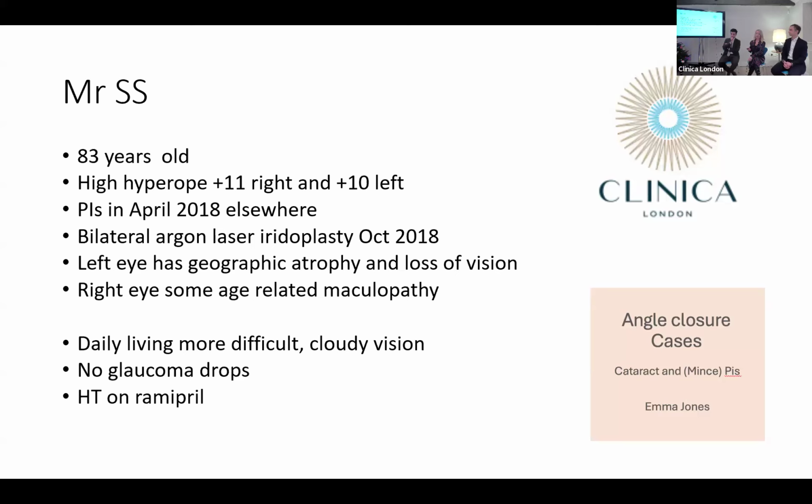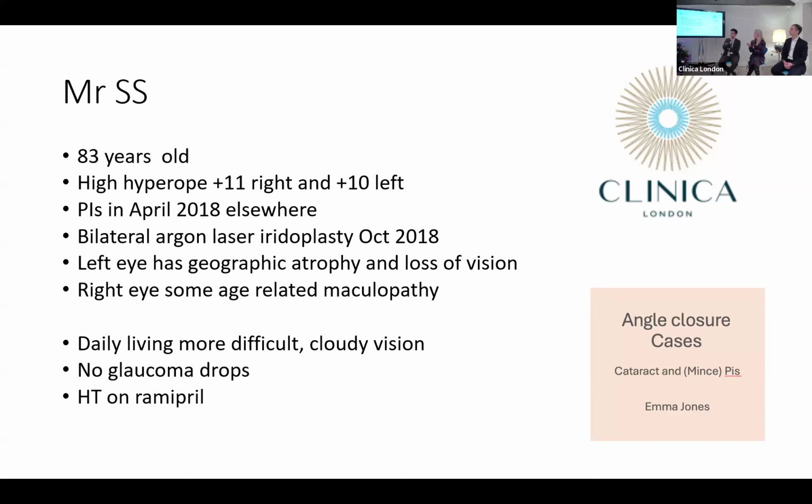So he had his PIs a while ago in April 2018. And interestingly, at that time, they also did a treatment called argon laser iridoplasty, which was quite popular at that time. It's interesting how these things go in and out of fashion. There was a paper, a very small group of patients, and the results were never reproducible. We did it at Moorfields for a while for angle closure patients. We couldn't get the results that the person in New York had got when he wrote his paper. Anyway, he had bilateral argon laser iridoplasty, which was quite fashionable at the time, probably didn't really make any difference to his angles. And then the left eye had unfortunately developed geographical atrophy and loss of vision.